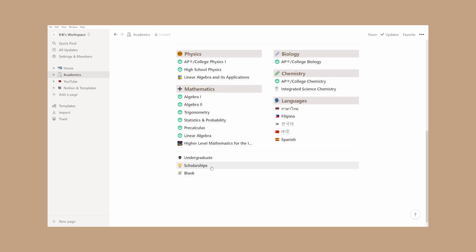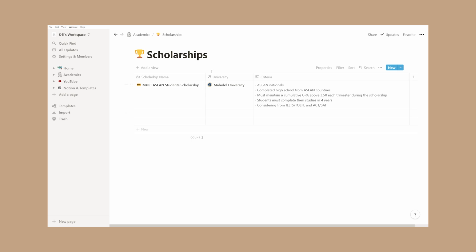And for the scholarship page, this is basically a page to track if there are any available scholarships for any particular university.